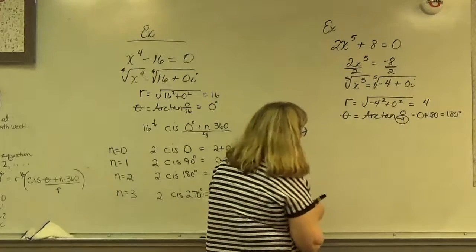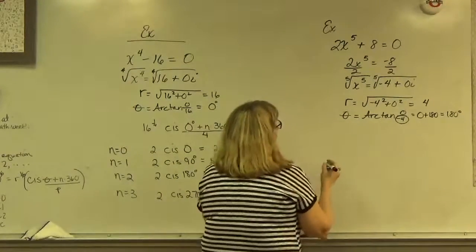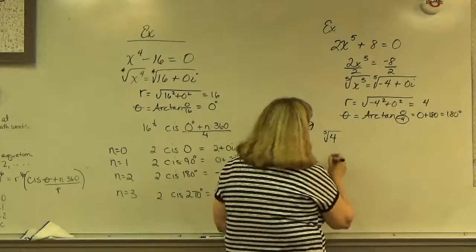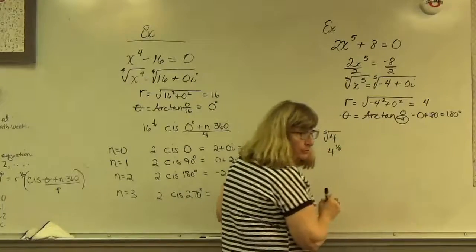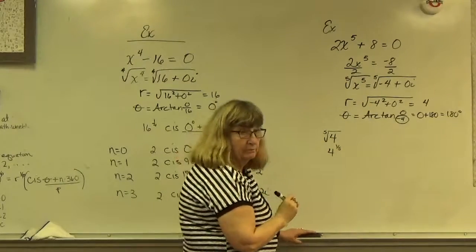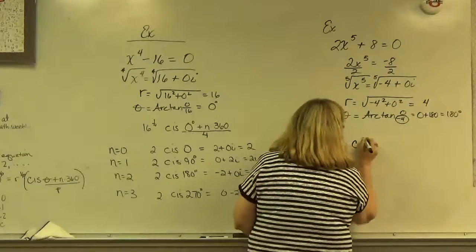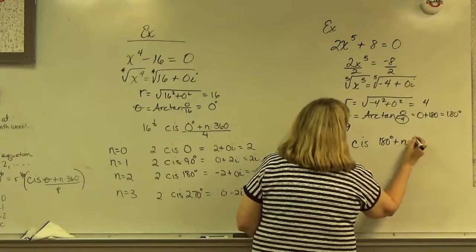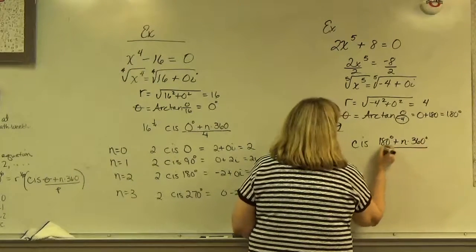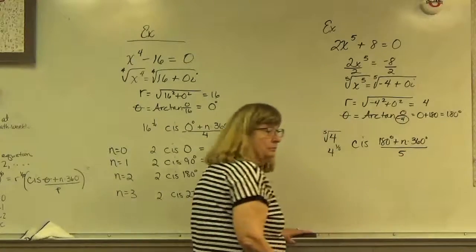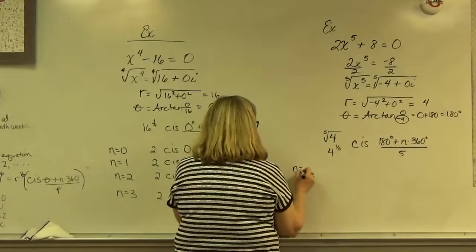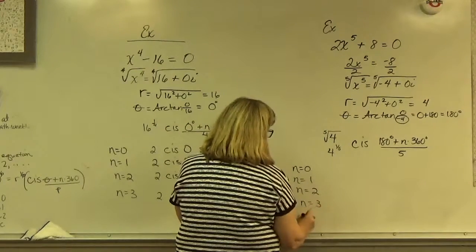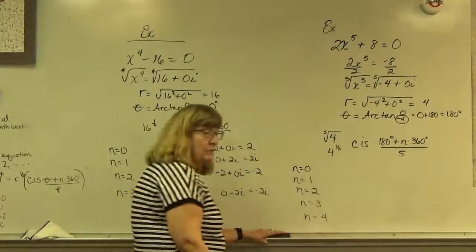Okay, so now to set it up in the formula, it's going to be what? 4 to the 5th root, or 4 to the 1/5, whichever you prefer. Both mean the same thing, don't they? Yeah. Then it's cis, what's my angle? 180 plus n times 360, divided by 5. Now I'm going to have n equals 0, n equals 1, n equals 2, n equals 3, n equals 4, because we need 5 answers.